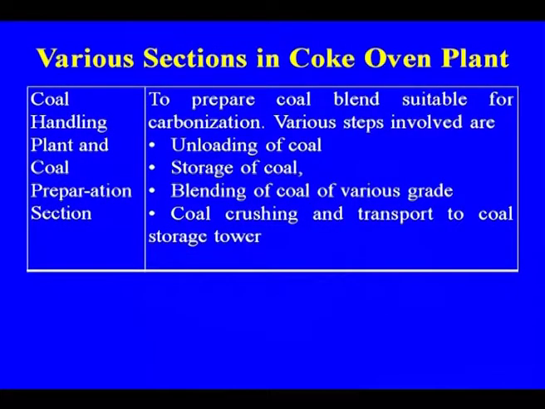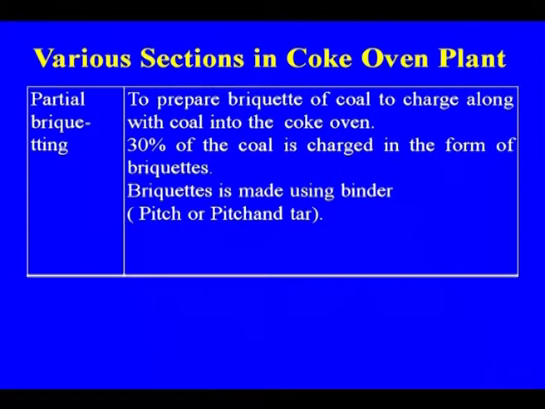These are the various sections in a coke oven plant. First, as I told you earlier, the coal handling plant and the coal preparation plant. To prepare coal blend suitable for carbonization, various steps involved are unloading and storage of the coal, blending of the coal of the various grades, coal crushing and transportation to the coal storage tower. Partial briquetting to prepare briquettes of the coal to charge along with the coal into the coke oven.